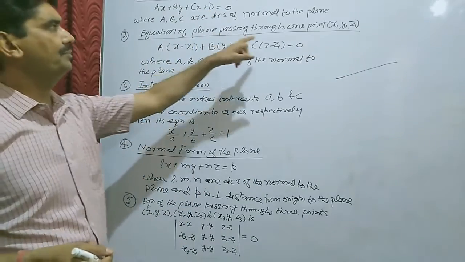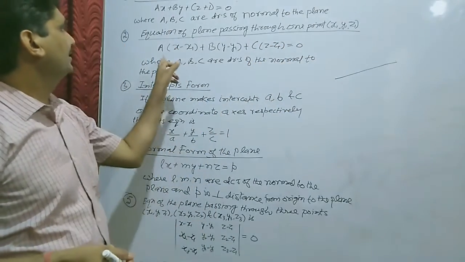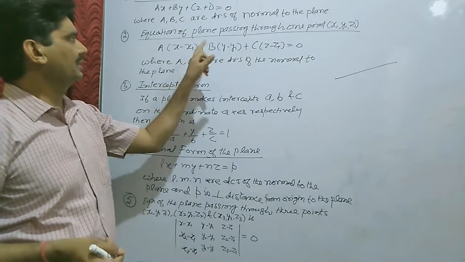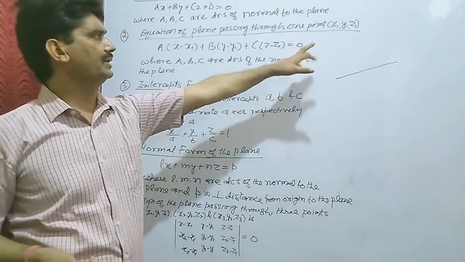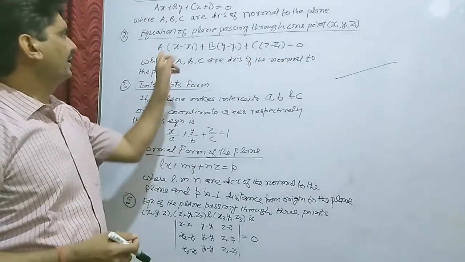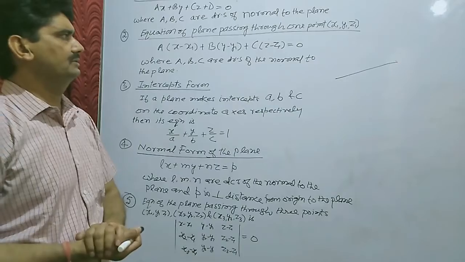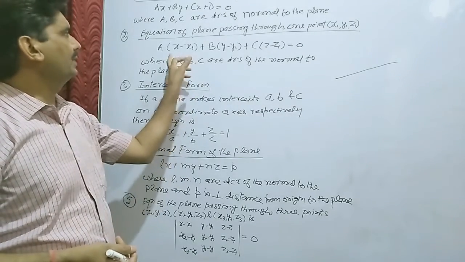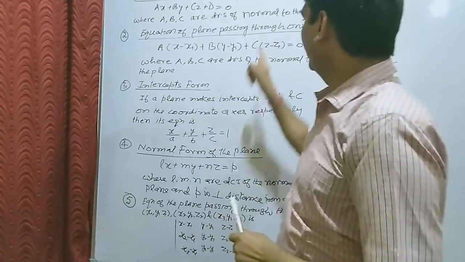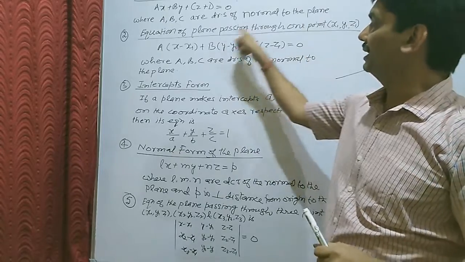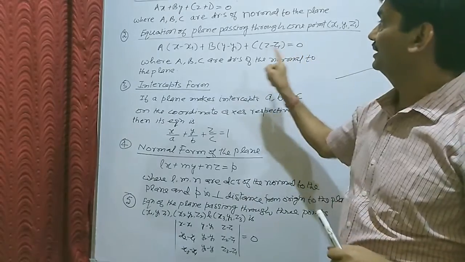Second, the equation of a plane passing through one point. Suppose the point is x1, y1, z1. Then the equation of the plane is a into x minus x1 plus b into y minus y1 plus c into z minus z1 equal to 0. Okay. Where a, b, c are also DRs of the normal to the plane. So to find the equation of a plane passing through one point, we need two things: the coordinates of that point through which the plane passes, and second, the DRs of the normal to the plane, a, b, c.